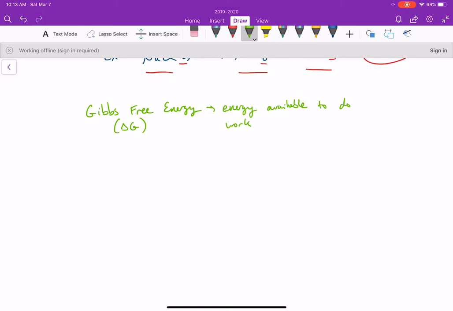So how does that work? Well, we need to figure out if a system is going to be spontaneous or not. So this is where delta G comes in. If something's spontaneous, it means that it is producing energy to do this work, right? So what we find is delta G, when it's negative, means that a process is spontaneous. If delta G is positive, it is a non-spontaneous process under those conditions.